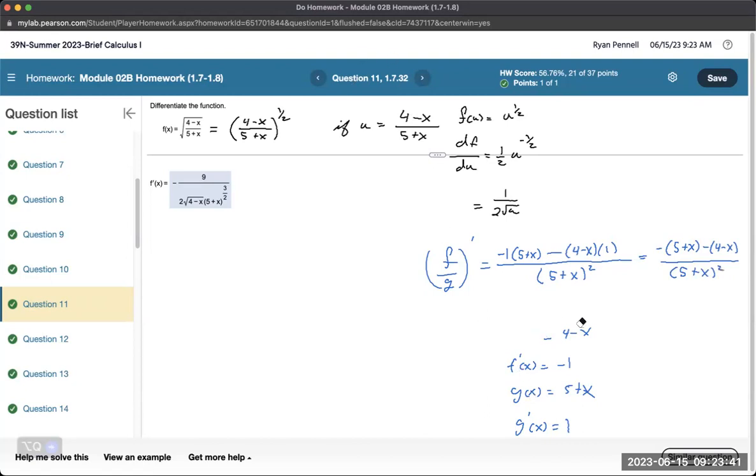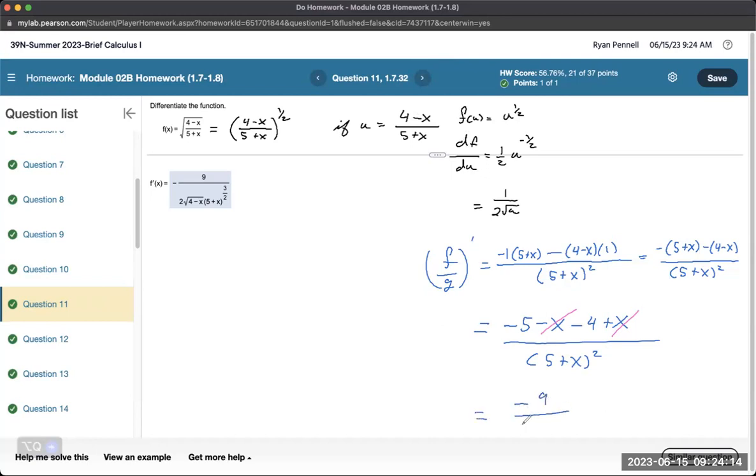Okay, I think we're done with this. I'm going to clean this up some more so I can use it to try to simplify. All right, what do we have? We have -5 minus x minus 4 plus x all over 5 plus x squared. Is there anything I can cancel? Yeah, it looks like those x's go away on the top. -5 minus 4 would just be -9, over 5 plus x squared. Okay, that looks like it. So that's the quotient rule part.